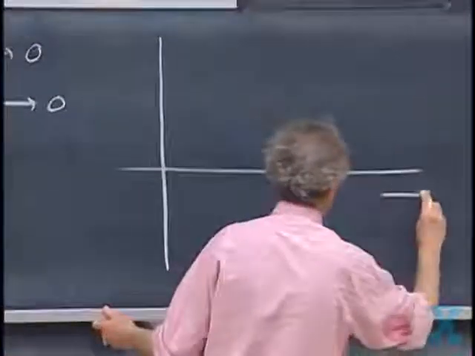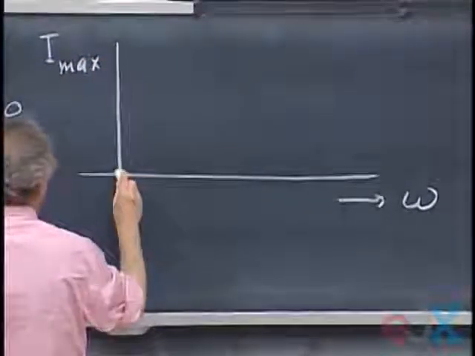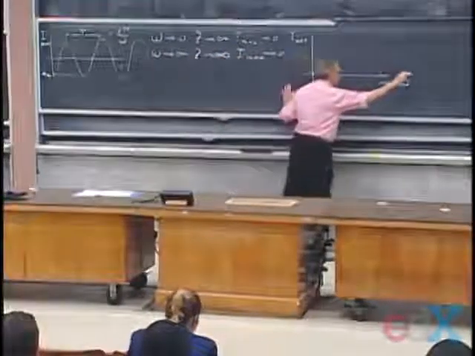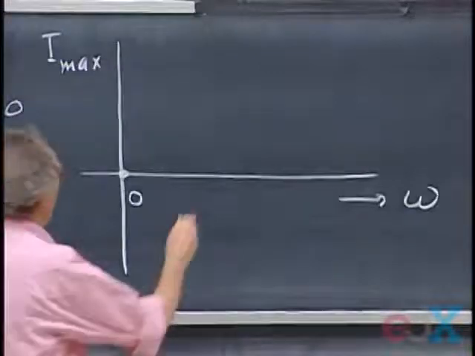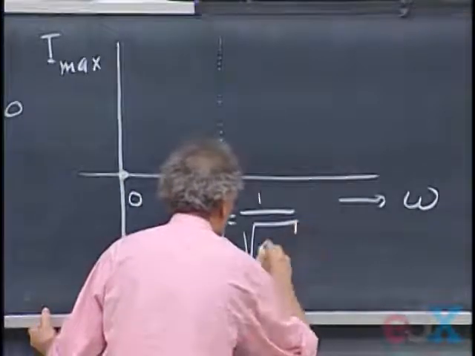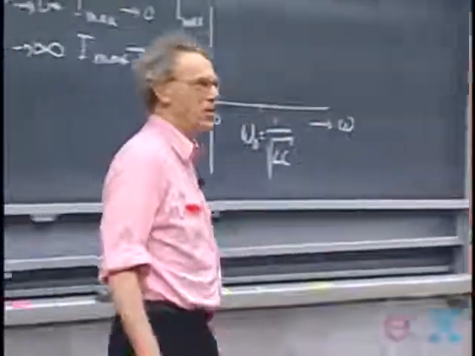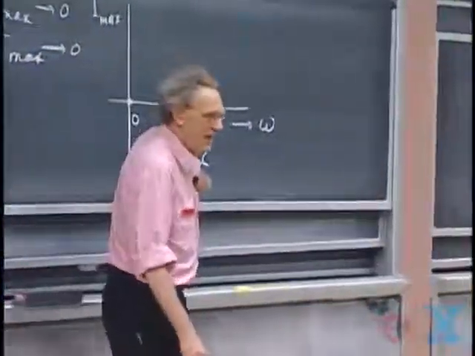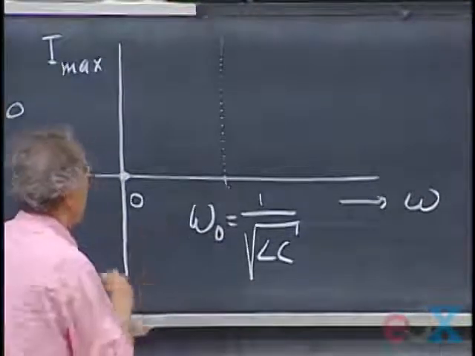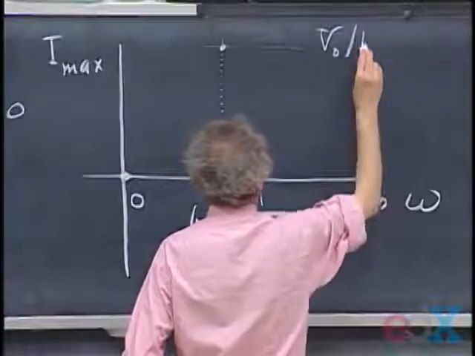So here is omega, and here is Imax. And we already agreed that when omega is 0, then Imax is 0. But when omega is very high, it's also 0. But when omega is at resonance, omega 0, which is 1 over the square root of LC, notice that R has nothing to do with the resonance frequency. It's really determined by L and C, because it's the X that you want to make 0, and X is only a function of L and C. At this frequency, we have a value here, which is V0 divided by R.